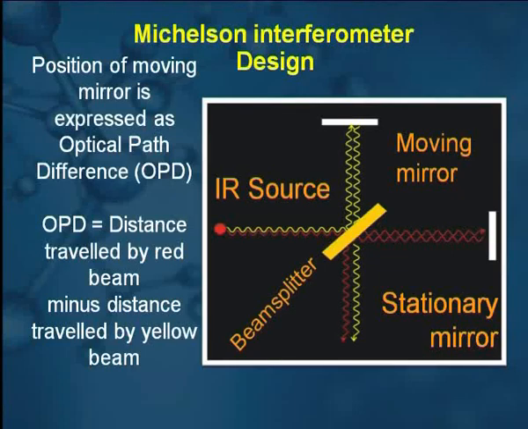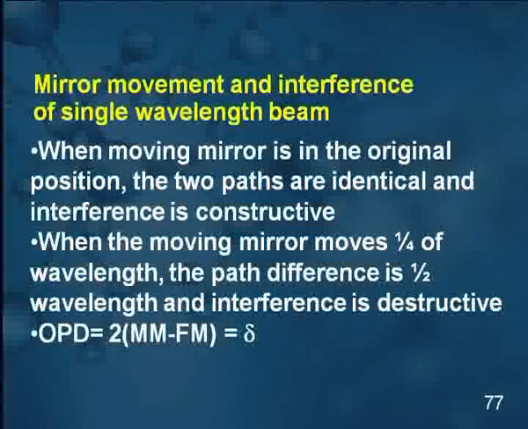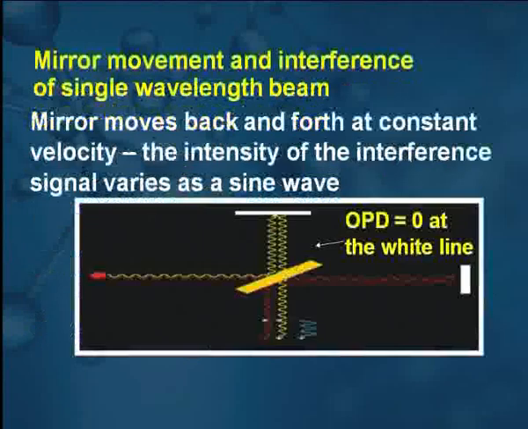So the position of the moving mirror is expressed by the term optical path difference, that is OPD. Now the mirror movement and the interference of a single wavelength beam. When the moving mirror is in the original position, the two paths are identical and the interference is constructive. When the moving mirror moves 1/4 of the wavelength, the path difference will be 1/2 the wavelength and the interference will be destructive.